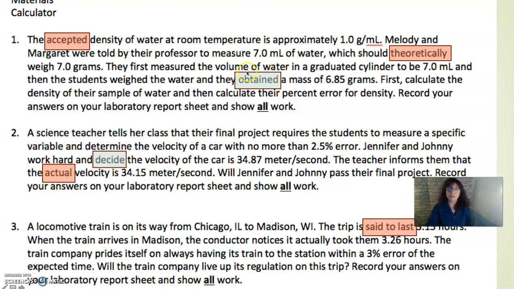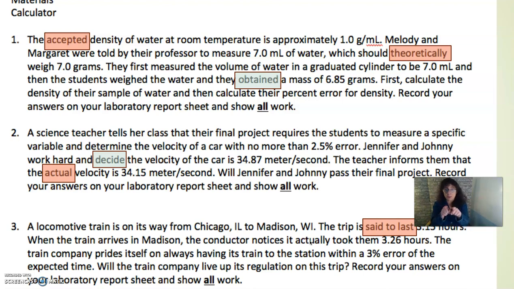These students obtained a mass. These students decided that the velocity was this value. These rail cars actually took 3.26 hours. Now this is tough, right? Because it actually sounds like it's a standard value. You really have to read into this problem and decide which is the standard and which is the measured value by the group.